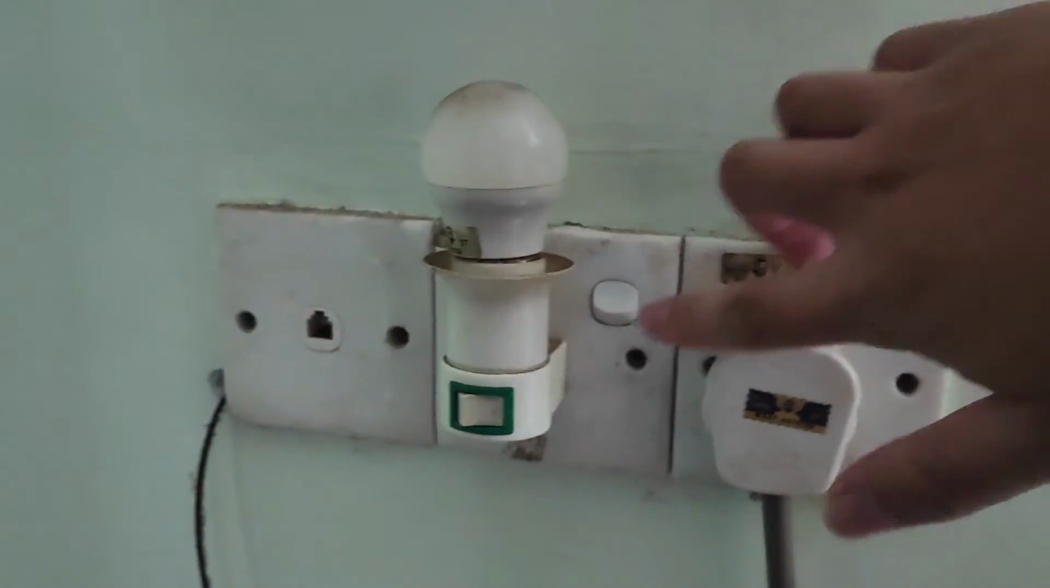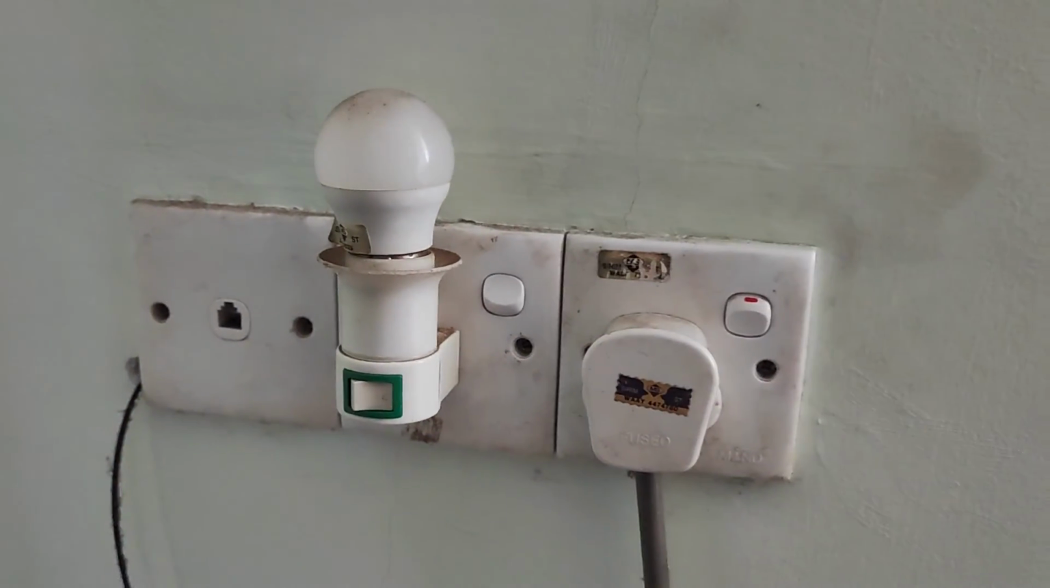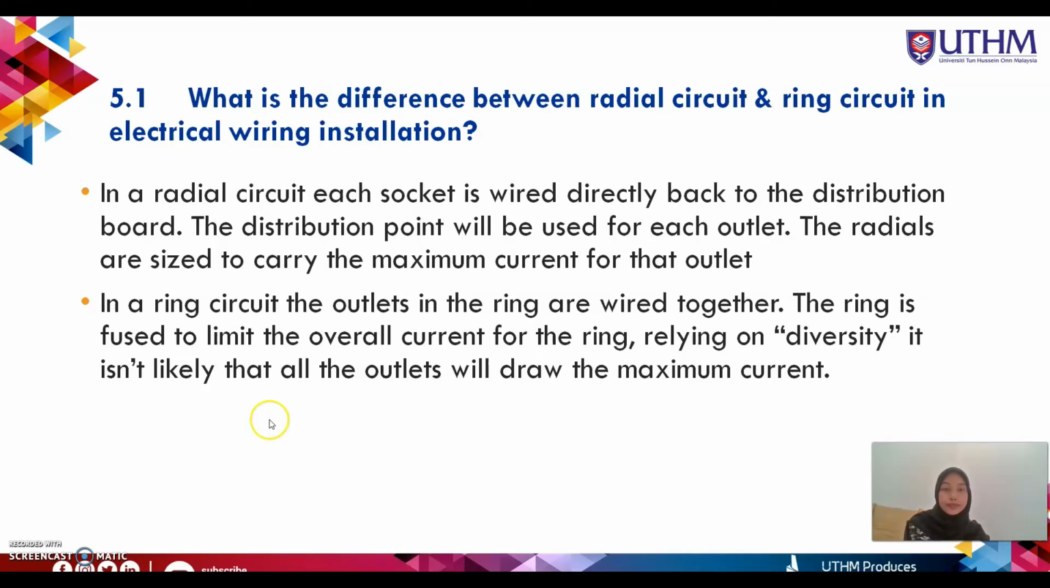Now I will test the functionality of this socket. You can see that it is looking normal and the electrical load is the LED. Now I will turn on the switch and the LED light will turn on. So I will continue answering the questions in the lecture, which is 5.1.